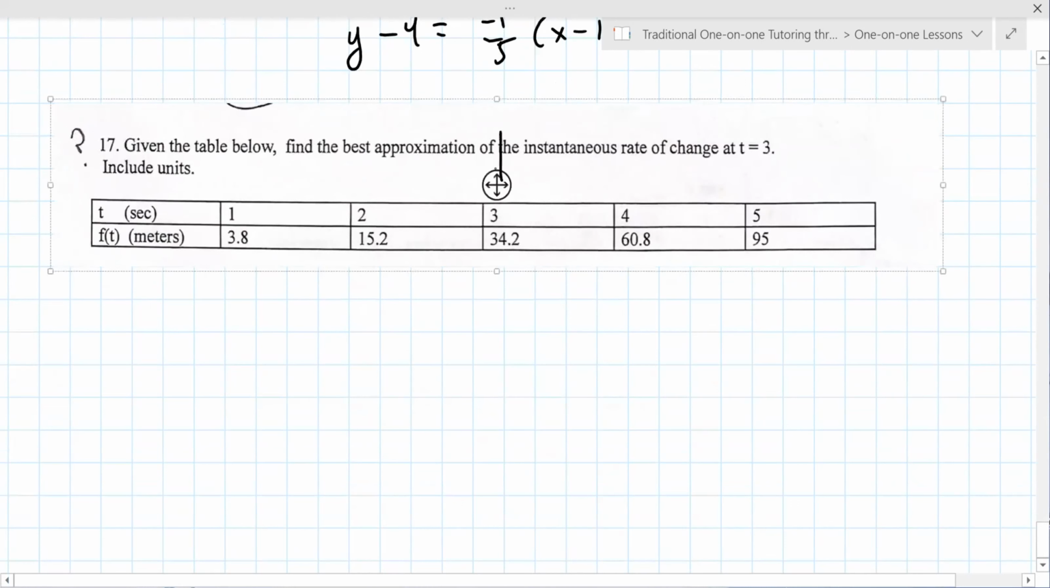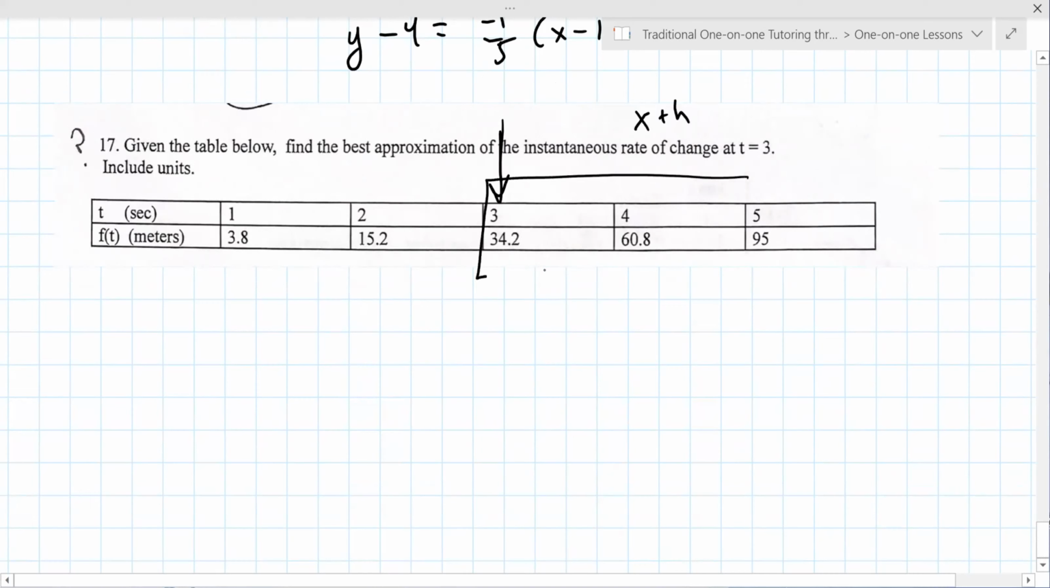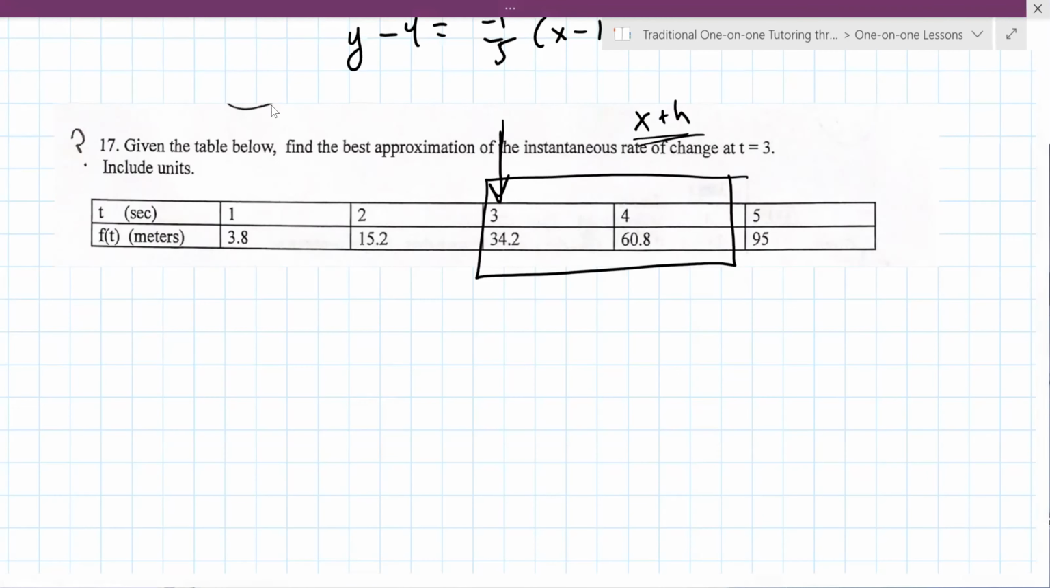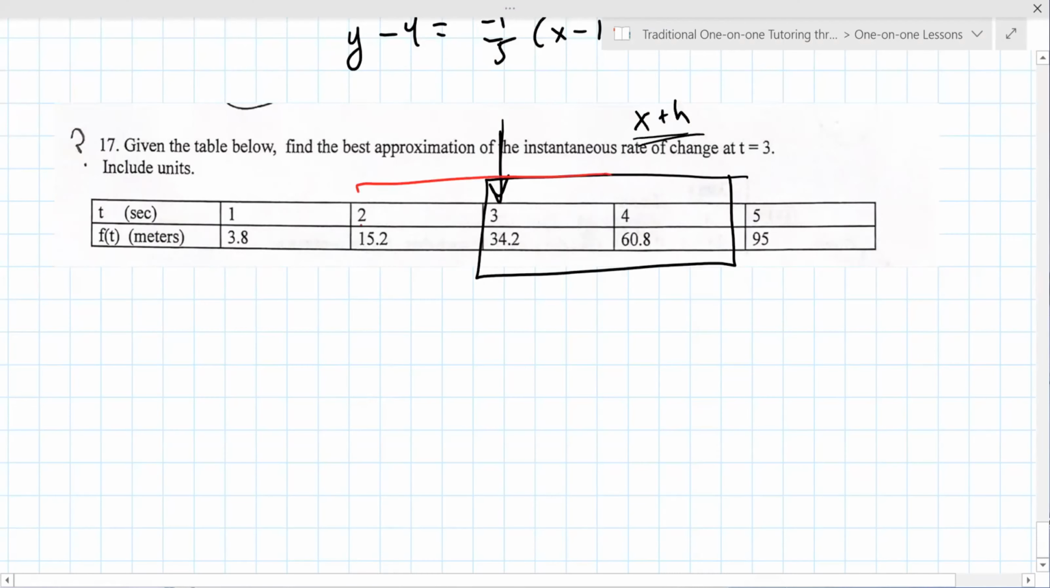Here's 3. So one school of thought, if you remember, is x plus h. One school of thought is to use these 2 points. That's x plus h, because h gives you the next point up. Another school of thought is to use these 2 points. Wouldn't that be x minus h? Yeah, that would be x minus h.